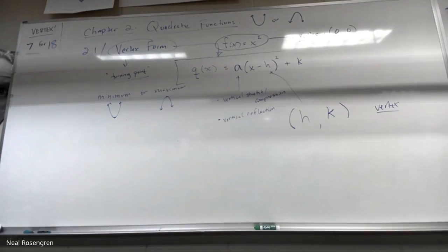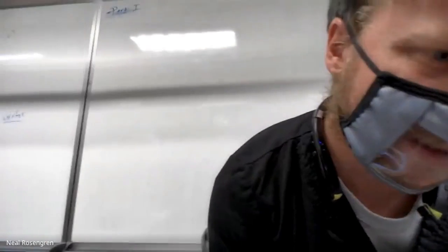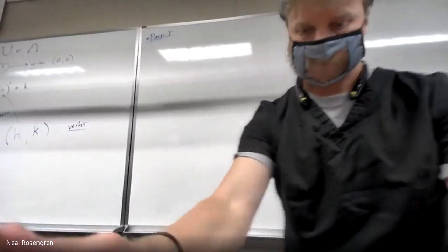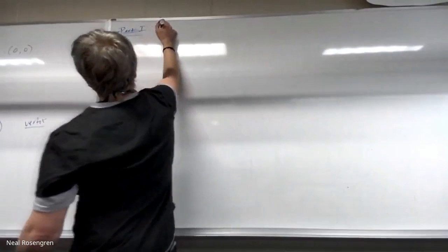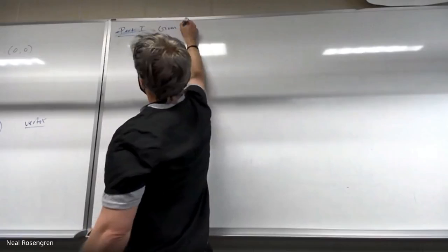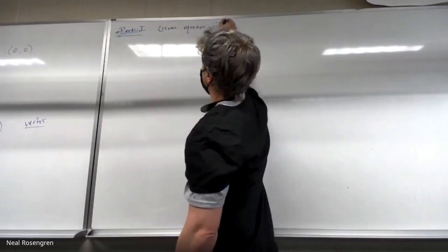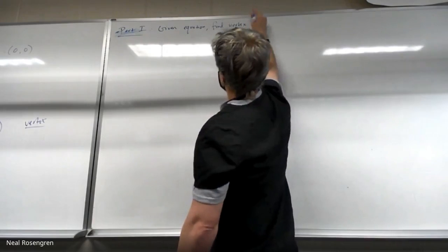So let's say this. Part one. Let me slide this over, because there's just two things we want to be comfortable doing. Hopefully you guys can see past the books. Okay, cool. All right, so part one: given the equation, find the vertex. Okay, that's what we're going to start with.